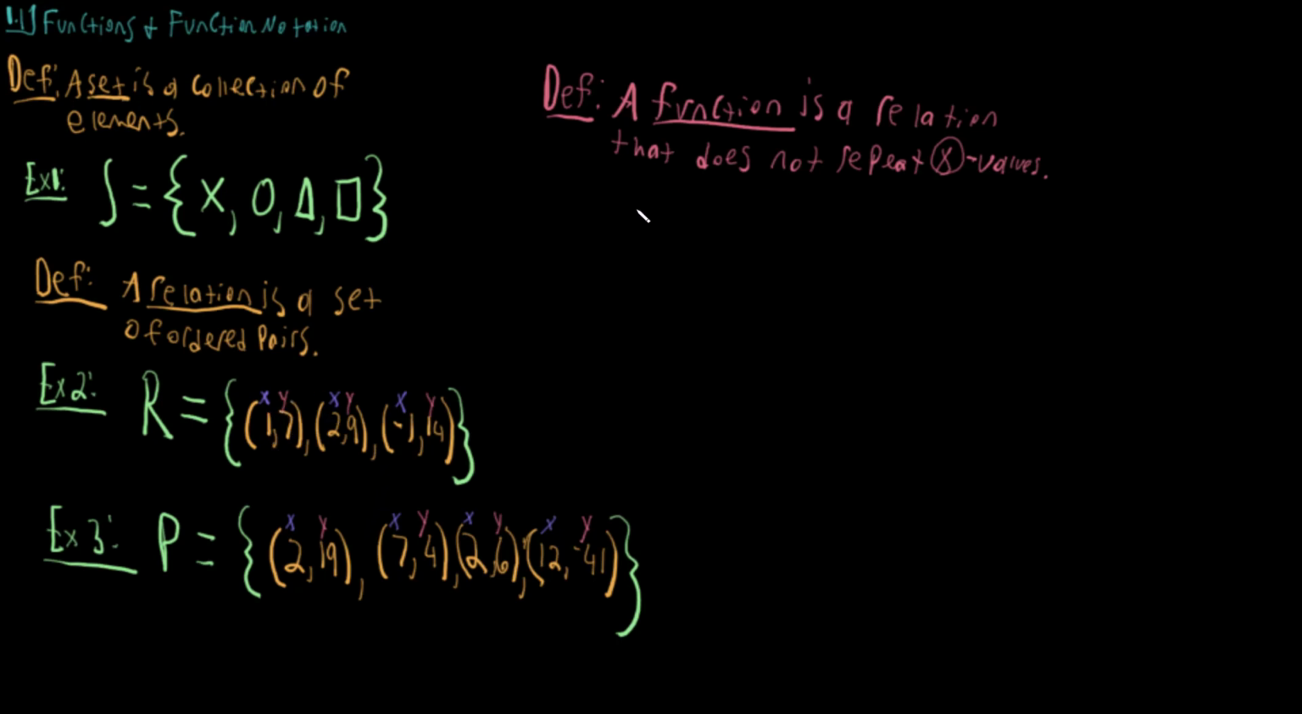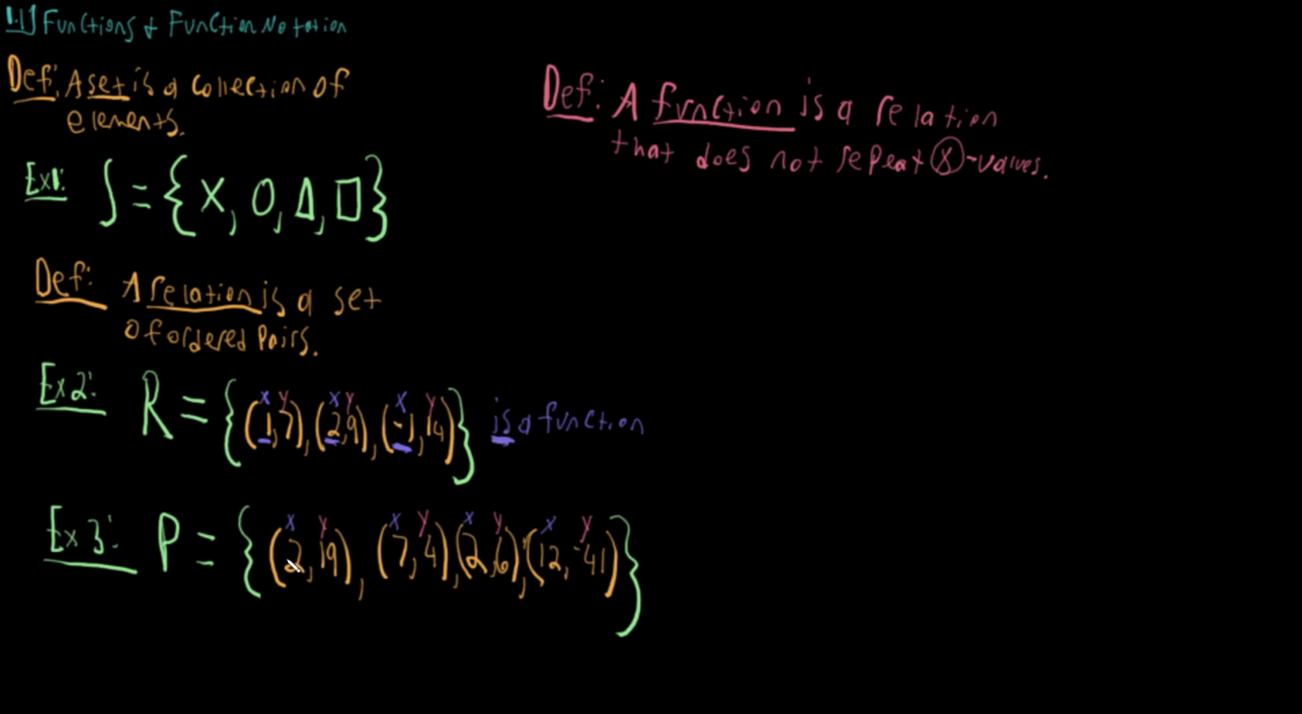So the check to see if these are a function or not is to look at each of the x values. We do not care about the y values, just the x values, and if they repeat anywhere in the relation, it is not a function. So let's look at R here. Let's see if R is a function. The values that you're looking for here are the x values, which are 1, 2, and -1. None of those are the same numbers, so this is a function. Okay? This is a function.